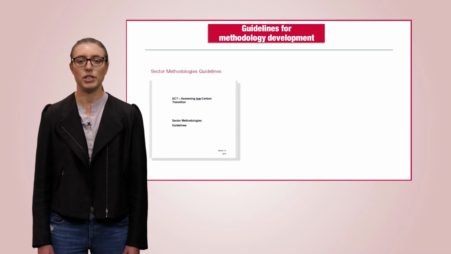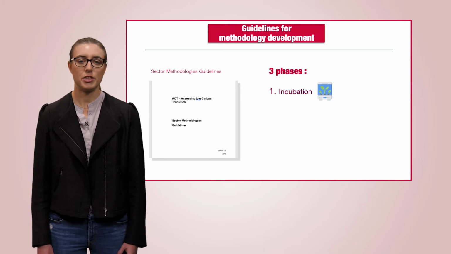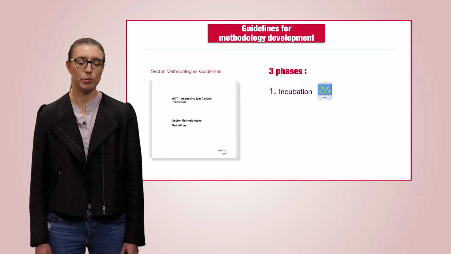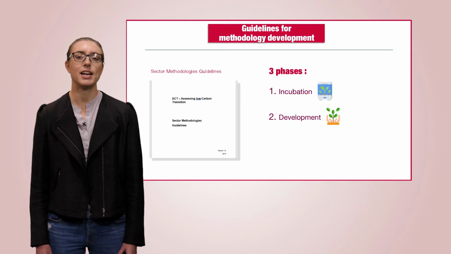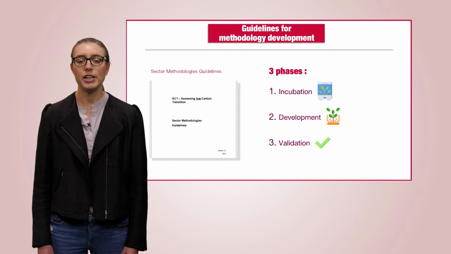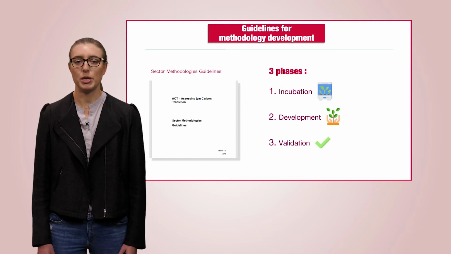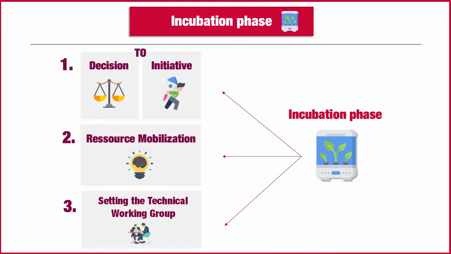The guidelines foresee three phases. 1. An incubation phase, related to the establishment of the sector technical working group. 2. A development phase, related to the design of the ACT sector methodology, as explained in a previous video. And finally, 3. A validation phase, related to the approval of the new ACT sector methodology. The incubation phase refers to the initiation of work for methodology development, mobilising the necessary resources, recruiting the development team, and appointing the technical working group and its chair.